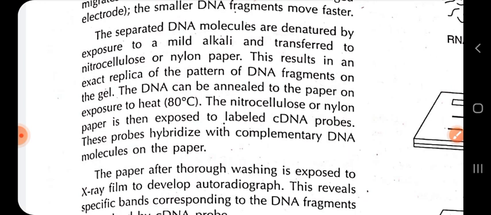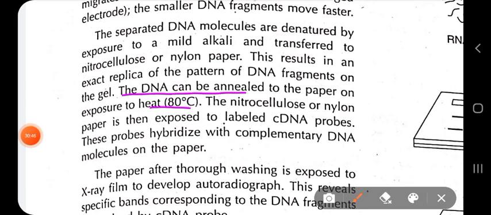In the next step, after transferring them, we now have to bake the DNA. Bake means we have to use a high temperature, about 80 degrees Celsius. The nitrocellulose filter paper is now removed from that blotting apparatus, and the DNA present in that nitrocellulose filter membrane is subjected to baking at 80 degrees Celsius. So the DNA is now annealed to the paper on exposure to heat at 80 degrees Celsius.